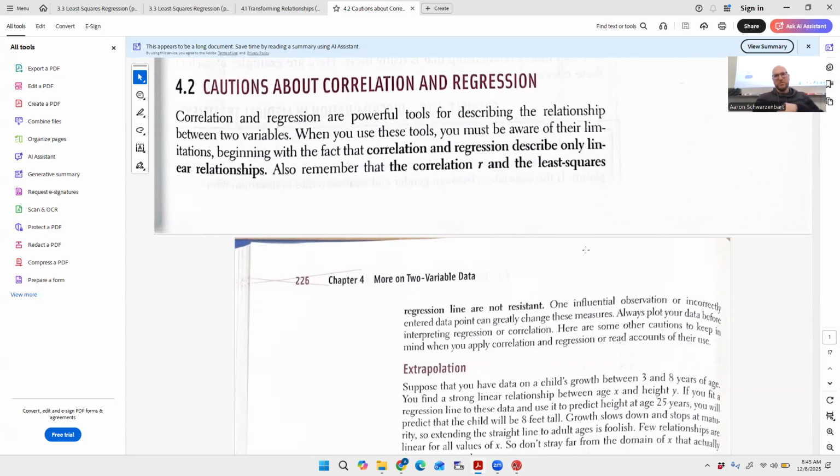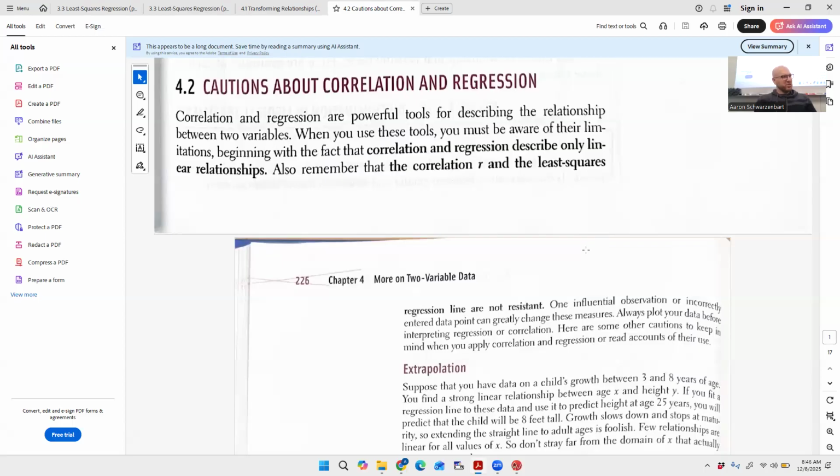What does resistant mean? If it's not resistant, then it's affected by outliers. Yes. Outliers will have a major effect. You saw the one effect of that, the influential observation. Outliers, we call them if it's in the y direction. The x is in the middle, but it's in the y direction. We call that an outlier. If it's in the x direction, we will call it an influential observation. Does that make sense? Okay.